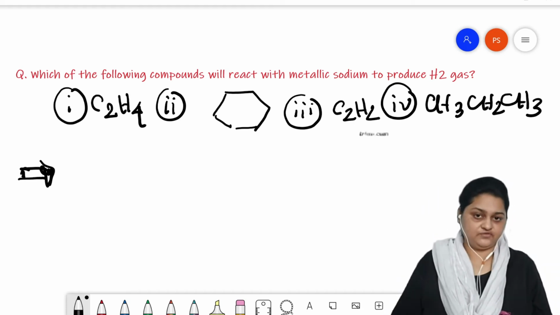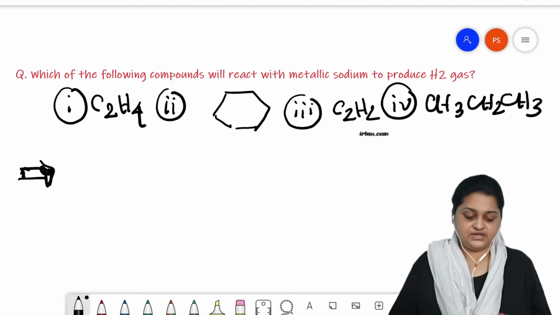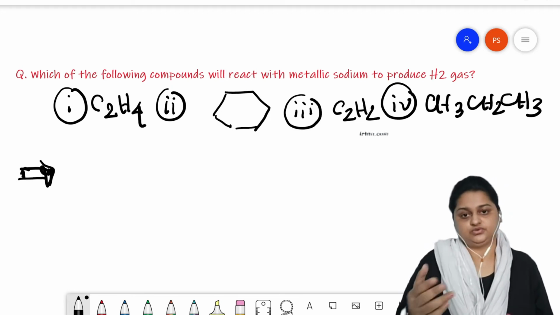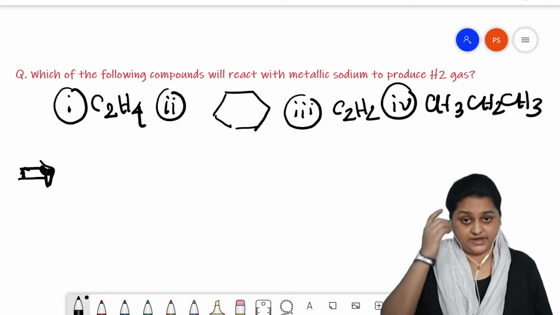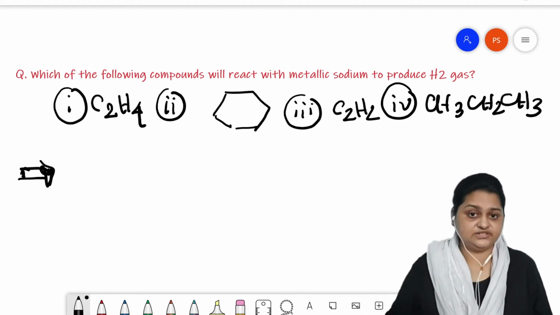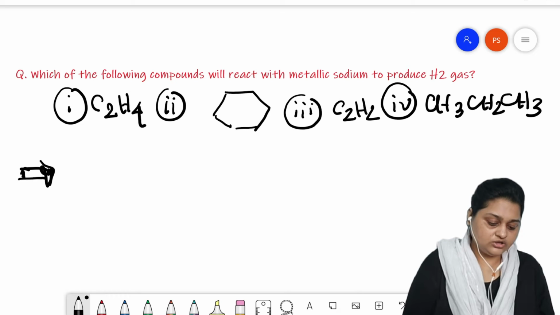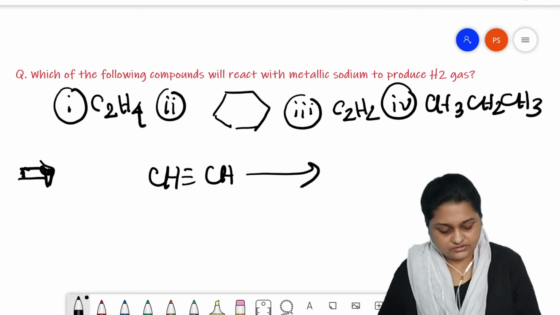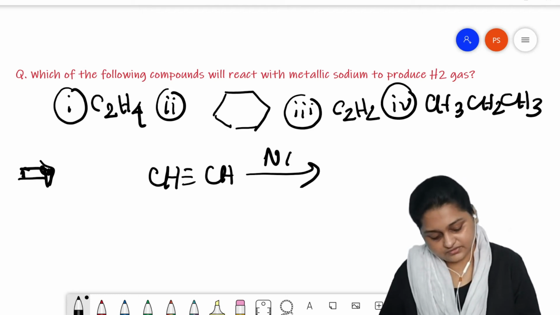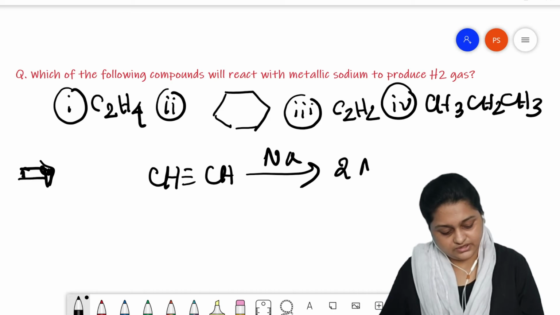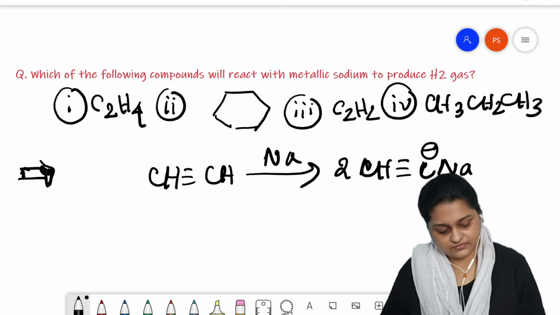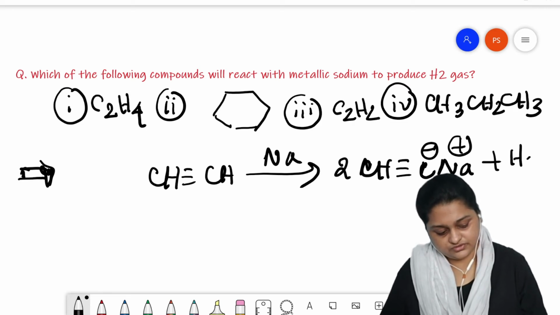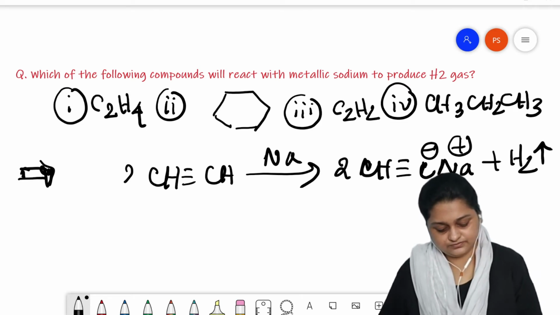Now, if a compound contains acidic hydrogen, that compound reacts with a reactive metal like sodium and produces hydrogen gas. Among all these four, only acetylene has acidic hydrogen. Therefore, this will react with sodium to produce hydrogen gas.